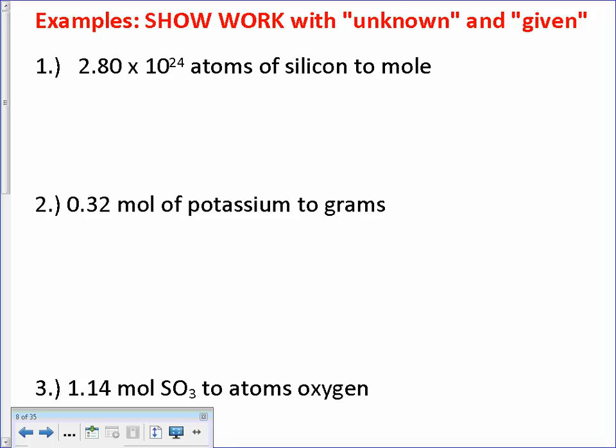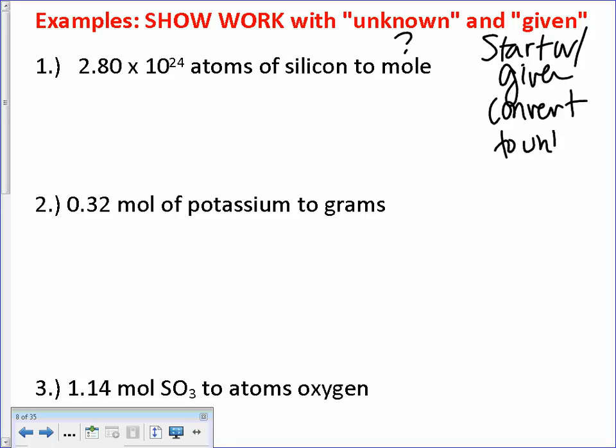So our question is, we want to know how many moles 2.80 times 10 to the 24th atoms of silicon is. So our given is which of these? Yeah, the number of atoms, right? So I'm going to write out my given. You always want to start with your given and then convert to your unknown. Okay? So we're starting with 2.80 times 10 to the 24th atoms of silicon.